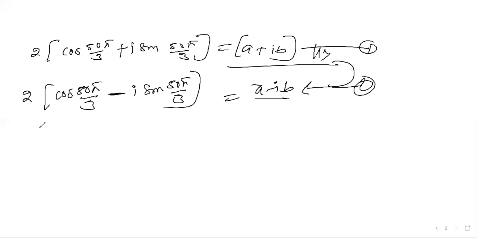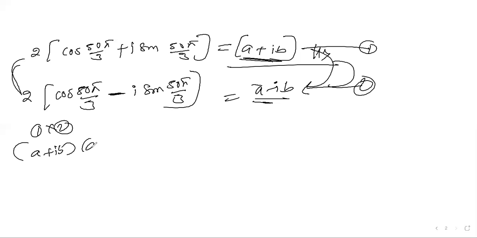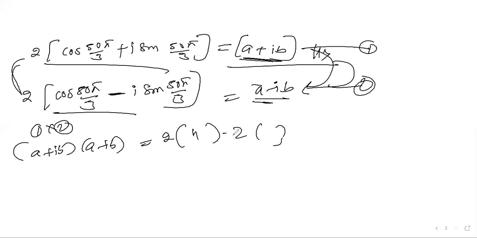After that, equation number 1, this I take, and equation number 2 I'll take. I should multiply equation number 1 and 2. So (a plus ib) into (a minus ib) I can write, and at the same time 2 times of this one and 2 times of this one, these values I can copy like this. After this, (a plus ib)(a minus ib) equals a square minus i square b square. Similarly 2 into 2 is 4. Next, cos into cos, and (a plus ib) into (a minus ib) gives a square minus b square, right?